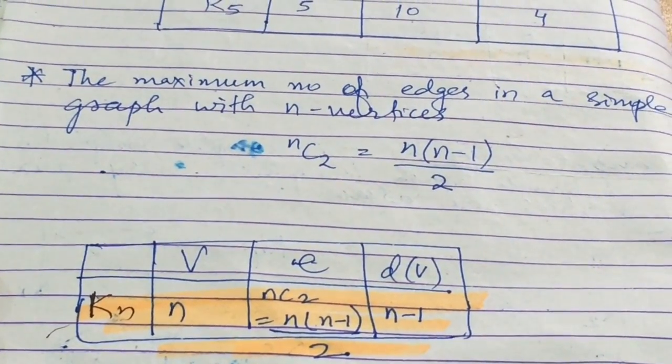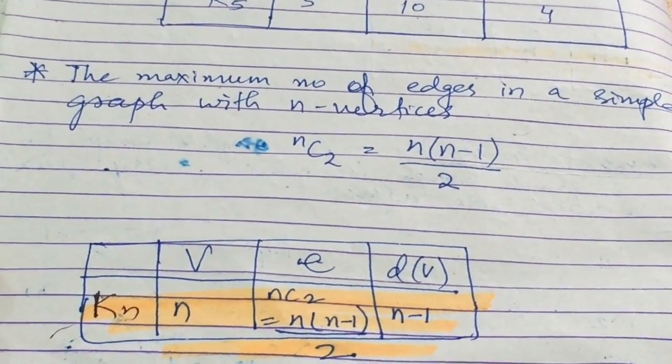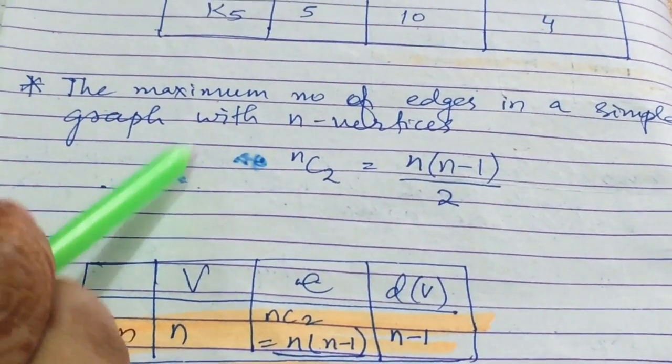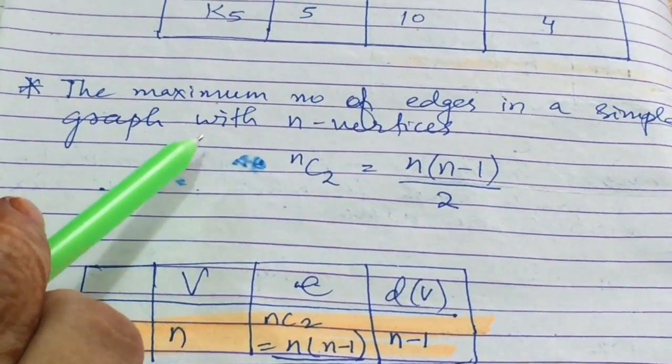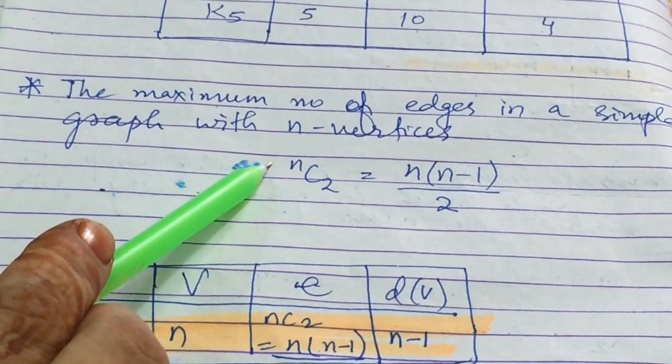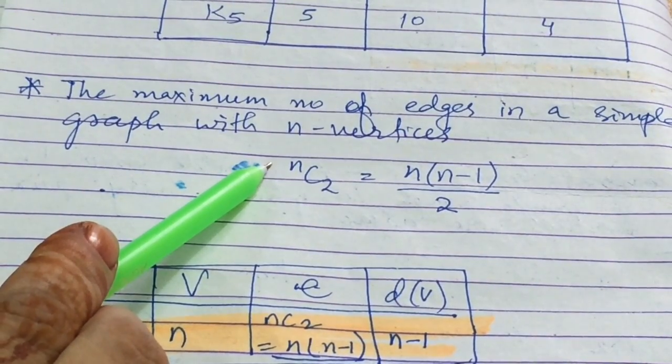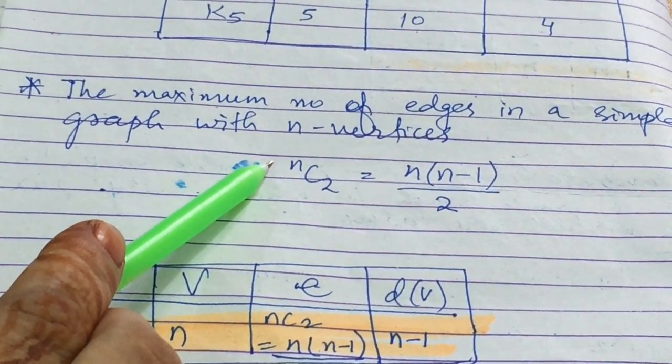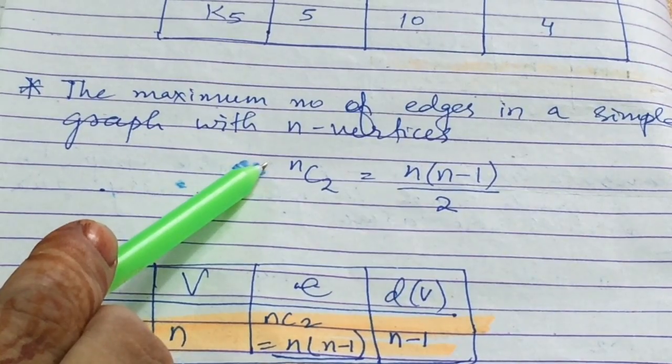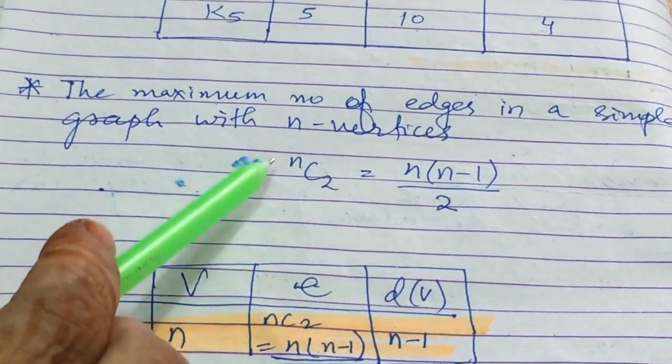So you must remember this formula, that the maximum number of edges in a simple graph with n vertices will always be NC2. This is the maximum number of edges, means there cannot be more edges than this.